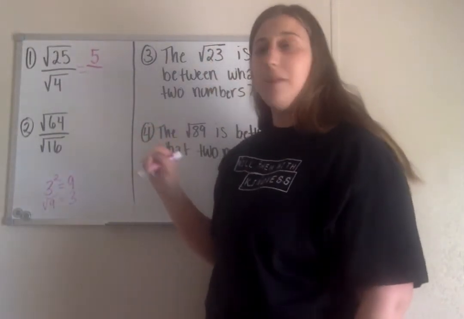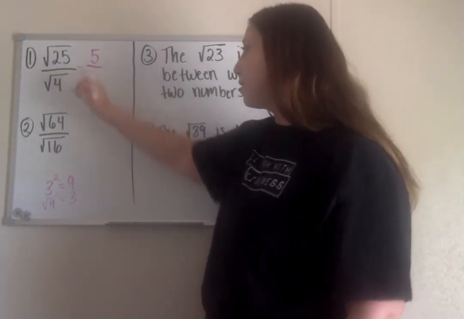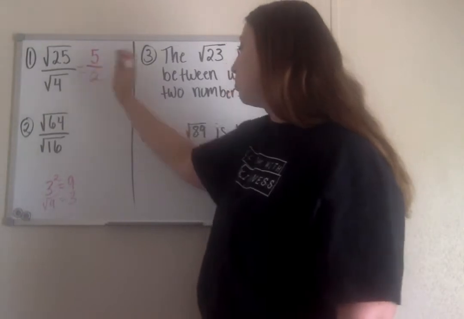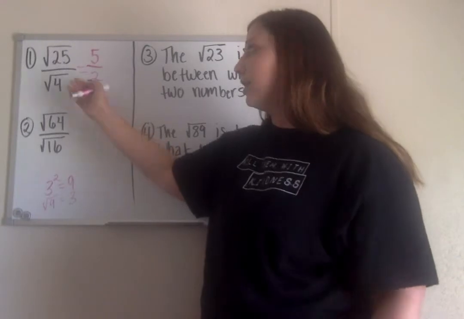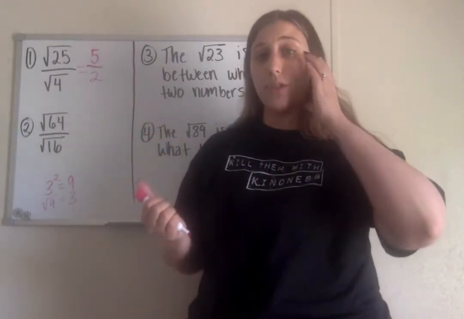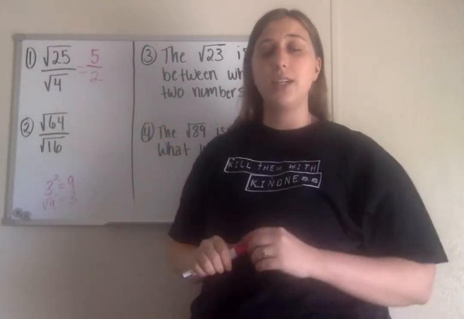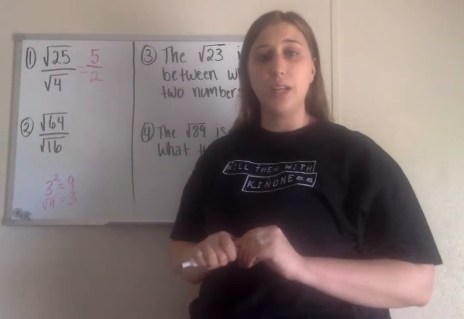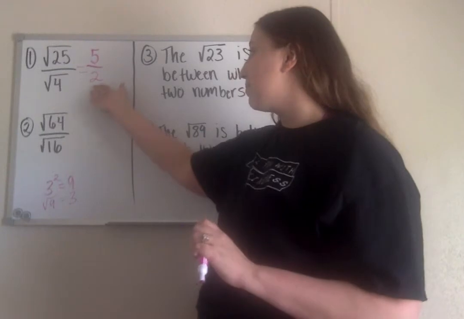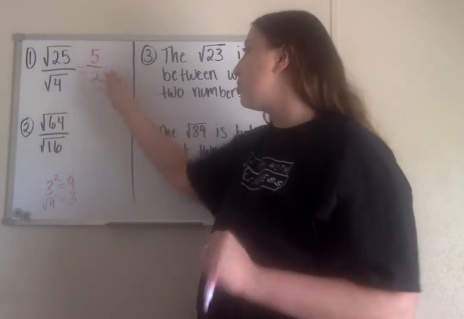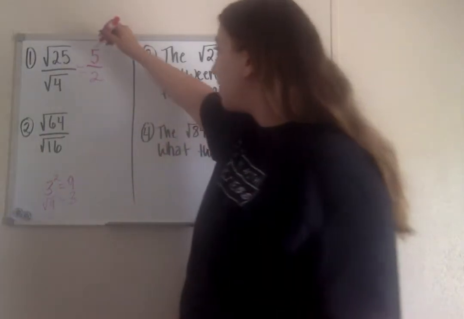Same idea for the bottom. Now we need to find the square root of 4, which is 2, because 2 times 2 gives us 4. Also, remember we're allowed to use calculators now. A lot of your calculators do have the square root button, so feel free to use your calculator as well. That is as simple as our answer can go. 5 over 2 can't be simplified anymore, so that is our final answer.